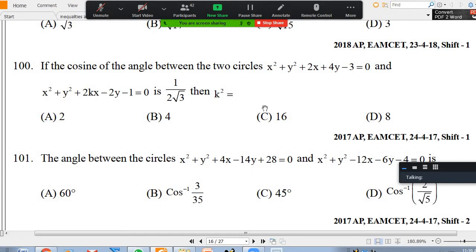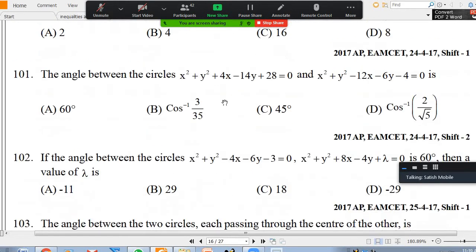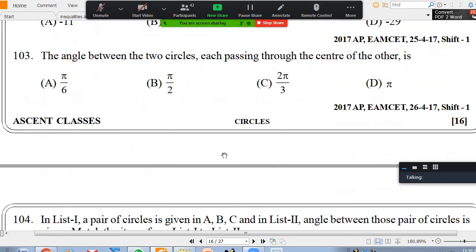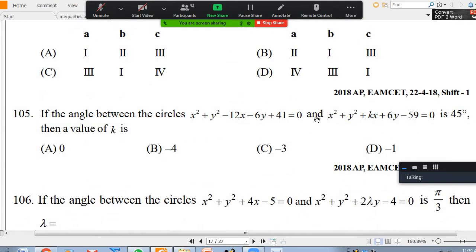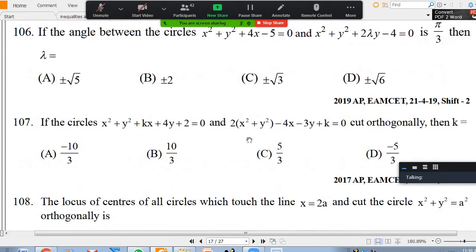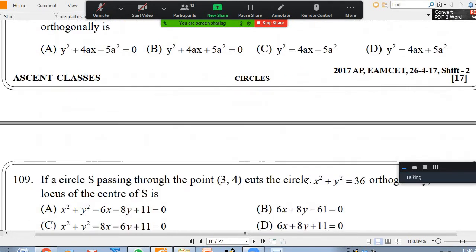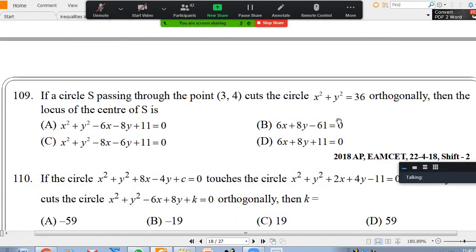Okay. So this is the angle between the circles. This is also the angle between the circles. Yeah, from here, for orthogonality you can use 2g g dash plus 2f f dash equals c plus c dash. Look at question 109 on the screen.